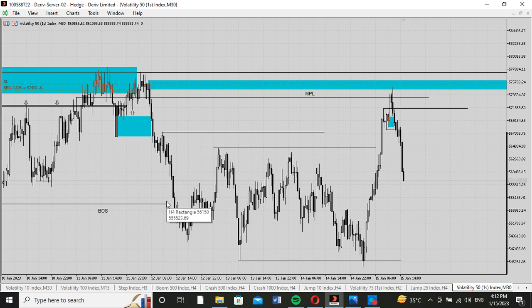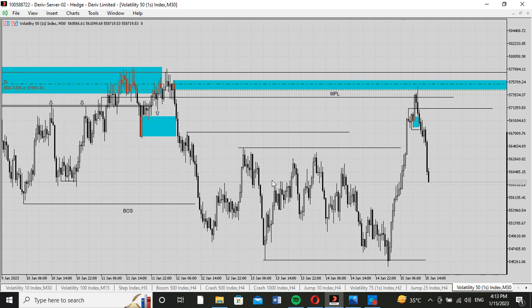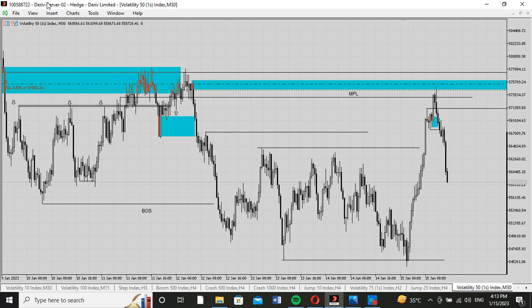So I took another live trade on synthetic indices. VIX51 is one of the most volatile pairs that we have on Deriv broker synthetic indices. So right here you can see live trading, using the minimal lot size because it is very volatile. So we're applying risk management right here. So Deriv server to hedge real account.